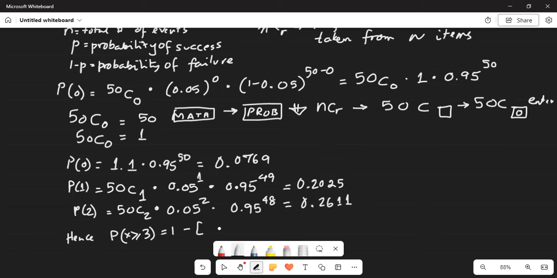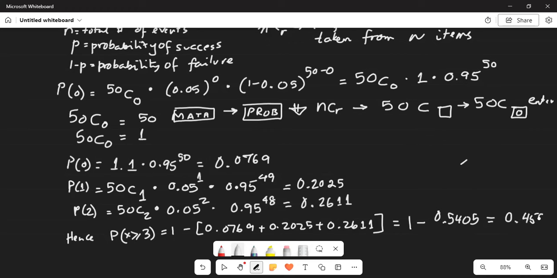Hence, P of X greater or equal to 3 is 1 minus the sum of these probabilities, 0.0769 plus 0.2025 plus 0.2611, which is equal to 1 minus, let's add these three probabilities, 0.0769 plus 0.2025 plus 0.2611 is equal to 0.5405. So 1 minus 0.5405 is 0.4595.